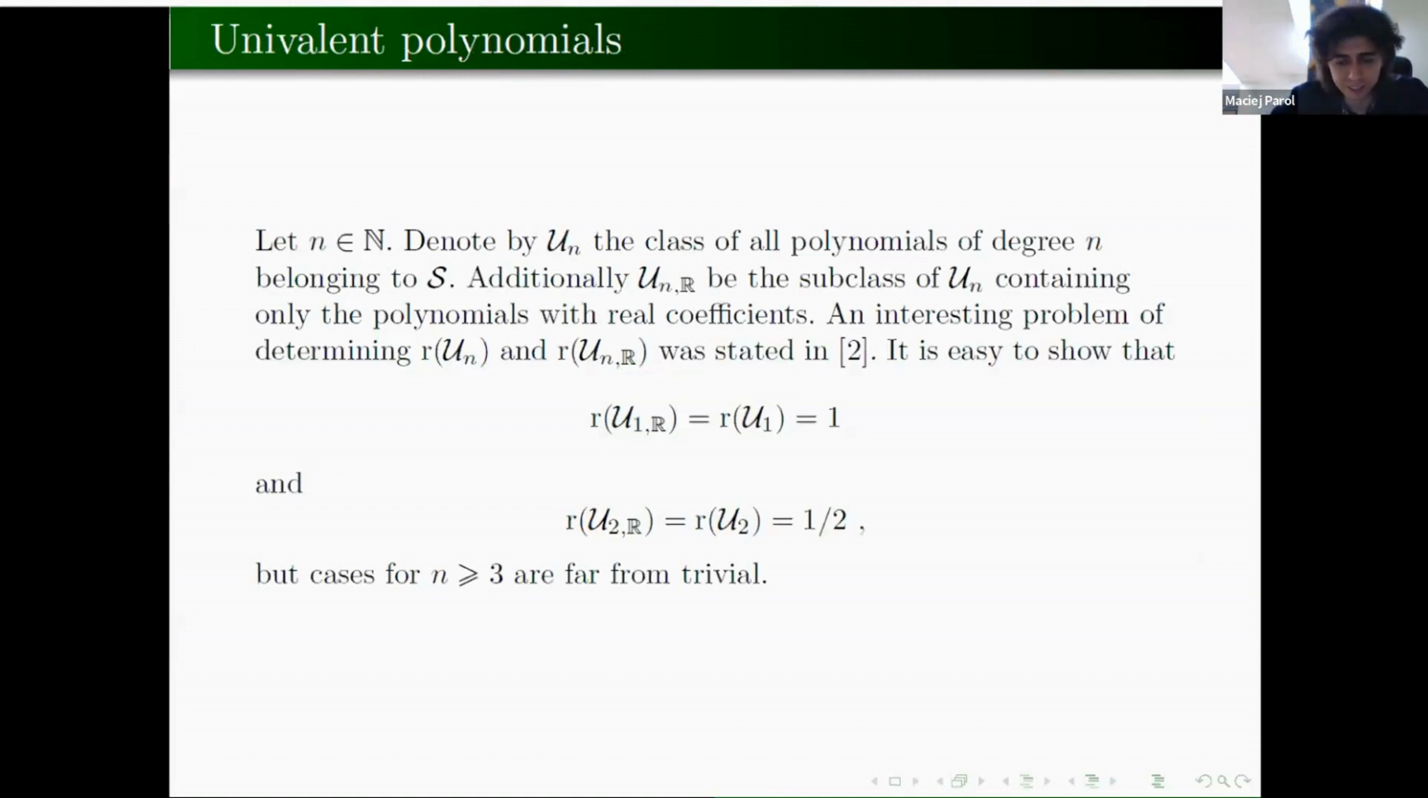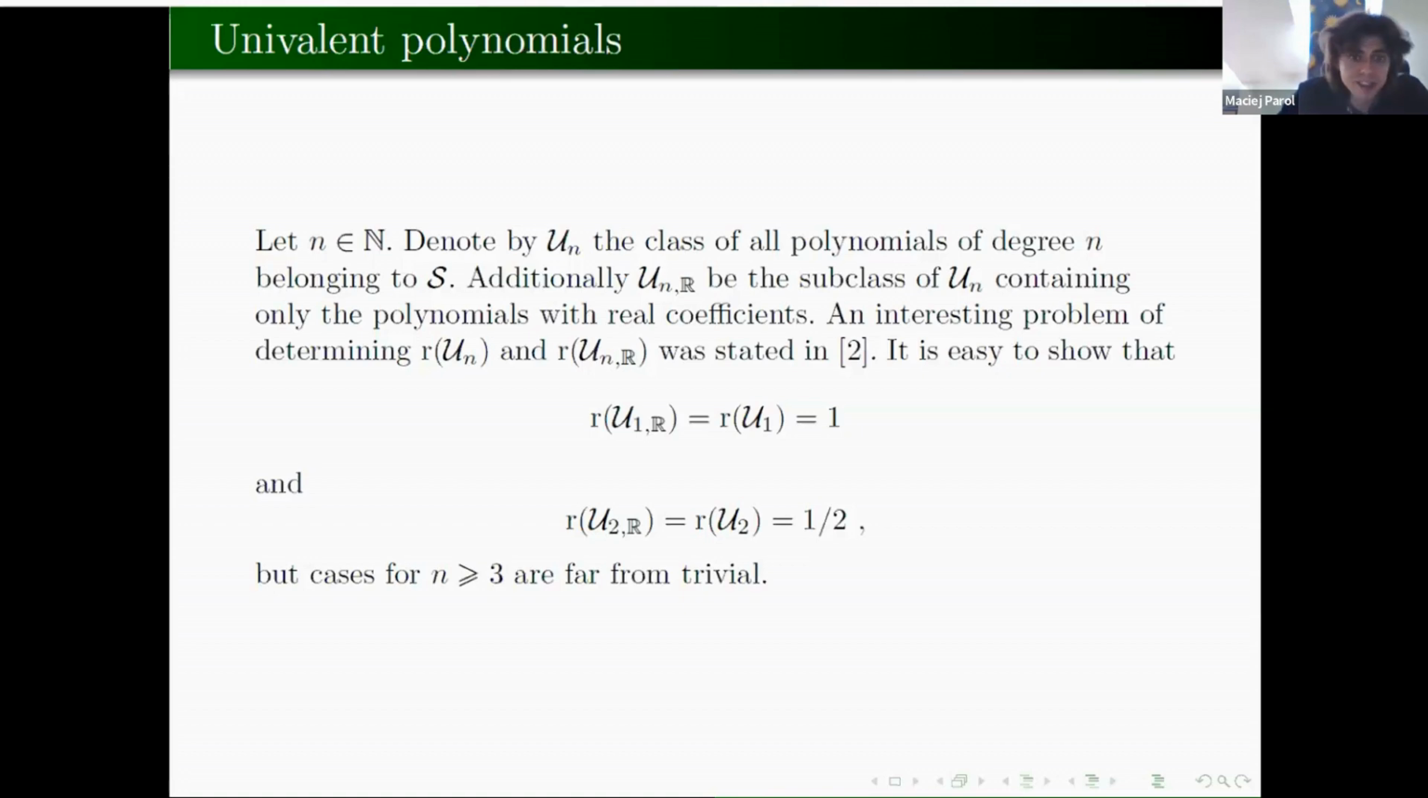In the article of Dmitryshin et al., they tried to study the classes UN. The class UN is the subset of the class S, but contains only polynomials of degree n. So they study only univalent polynomials of degree n. And moreover, UN R is the same class with another condition that all coefficients must be real.